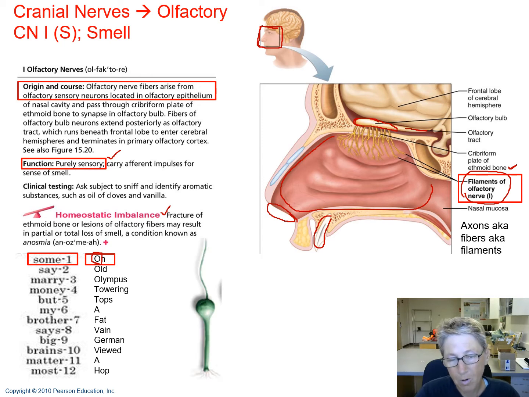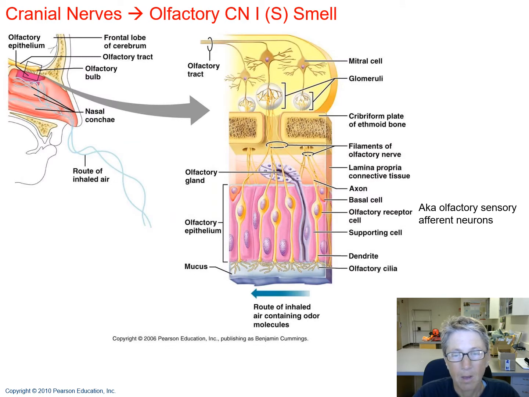This is a cartoon of an olfactory sensory afferent neuron. So the dendrites are out here. You would bind odorant molecules here out in the dendrite. Here's the cell body of the sensory afferent neuron. Then here's the axon, aka the fiber, aka the filament of that olfactory sensory neuron. I like this cartoon because it shows the details of what's going on in the olfactory epithelium and the bulb.